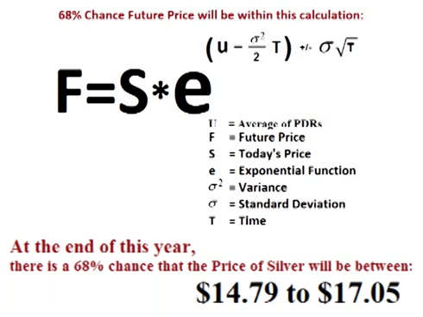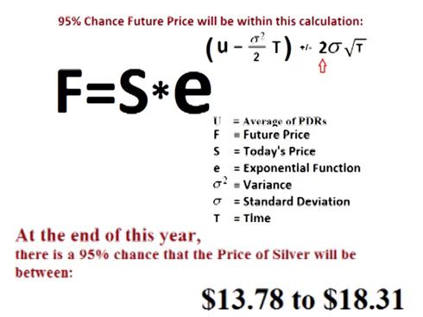In other words, we multiply the standard deviation by the square root of 29 because there are 29 trading days left this year. Calculating out the expected path of price plus or minus 1 standard deviation gives us a range of 14.79 to 17.05. This means that there is roughly a 2/3 chance that the price of silver will be within 14.79 to 17.05 at the end of this year. Calculating out the expected path of price plus or minus 2 standard deviations gives us a range of 13.78 to 18.31. This means that there is roughly a 95% chance that the price of silver will be within 13.78 to 18.31 at the end of this year.